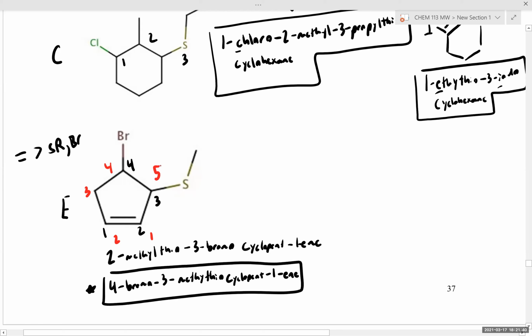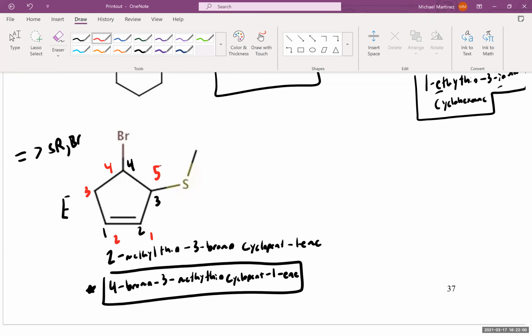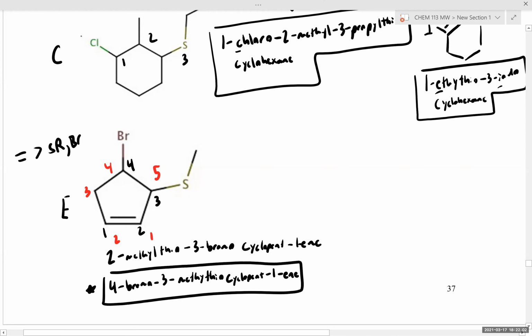Now, one thing to note, just as an odd question, why don't we count like this? Why don't we count counterclockwise? What's the problem with that? What's the main issue with that method? It would give us larger locant numbers. That's correct. Perfect, perfect. So, any questions on these naming examples?